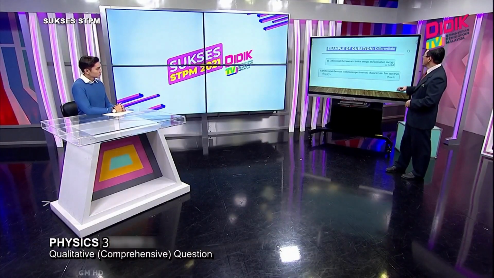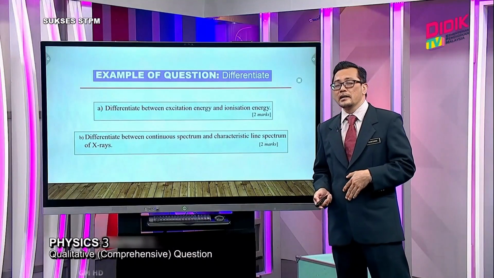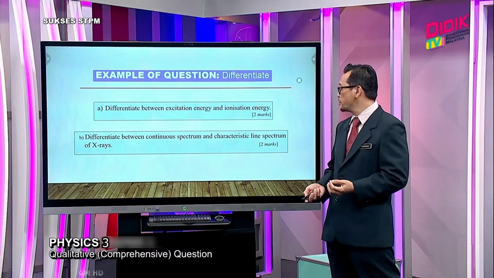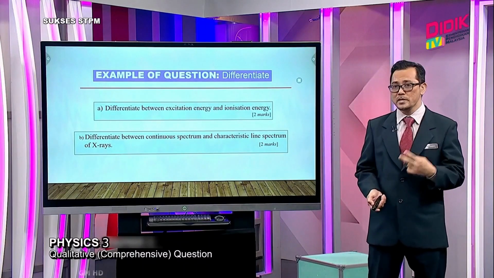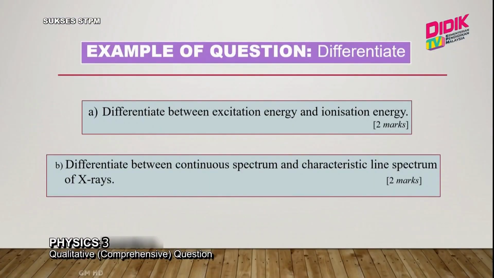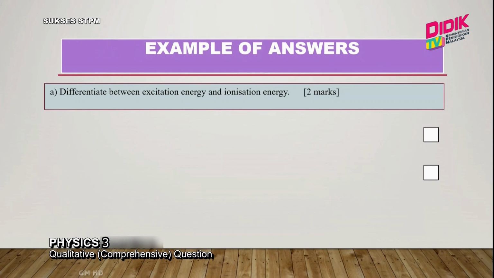So let's look at the other questions. Differentiate or distinguish. Now I have two questions here. Question A: differentiate between excitation energy and ionization energy. And question B: differentiate between continuous spectrum and characteristic line spectrum of X-rays. Let's see the examples of answers that could be written by the candidates.